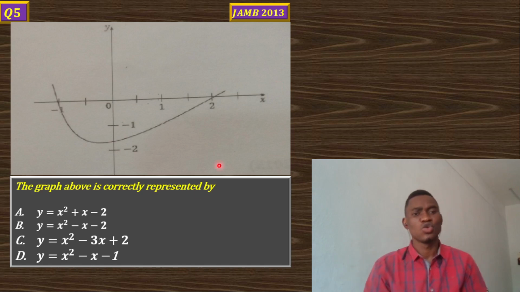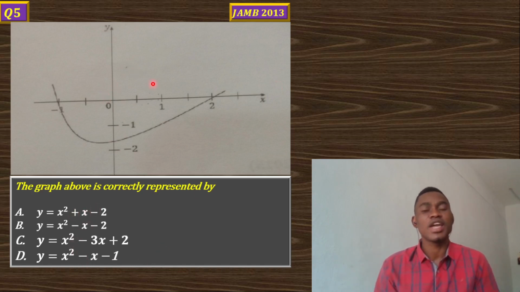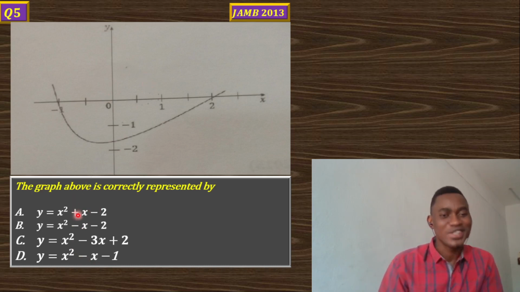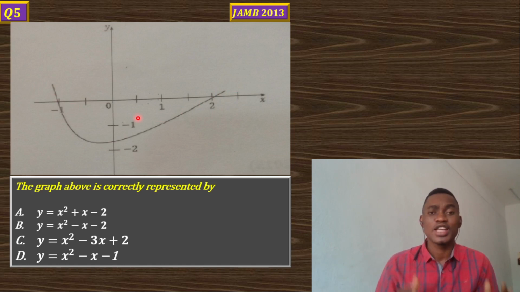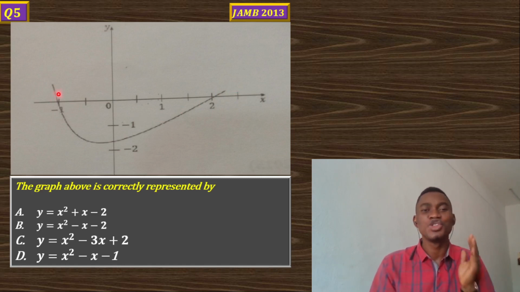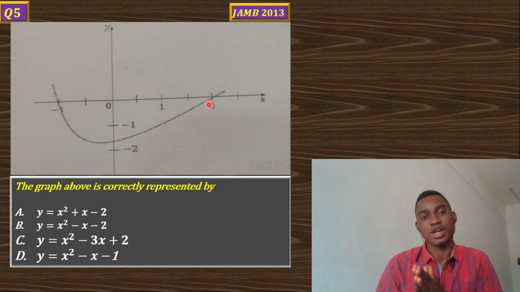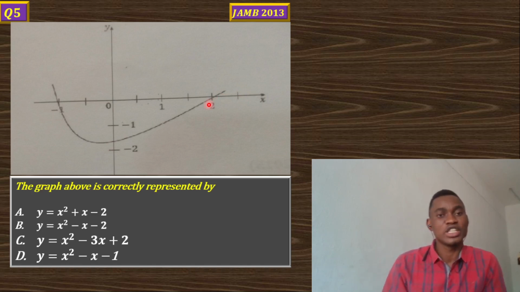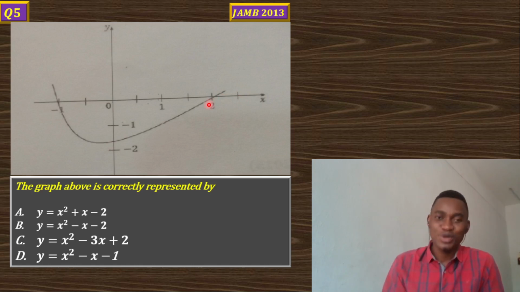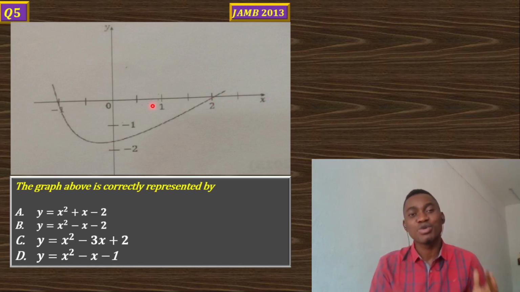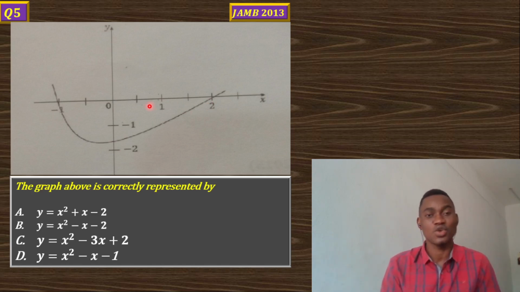Question 5. Which of these quadratic equations is the above graph representing? This is JAM 2013. As you can see, guys, this is a U-shaped curve which suggests a positive graph. So it means the coefficient of x squared is positive. So we have positive ax squared plus bx plus c equal to 0.